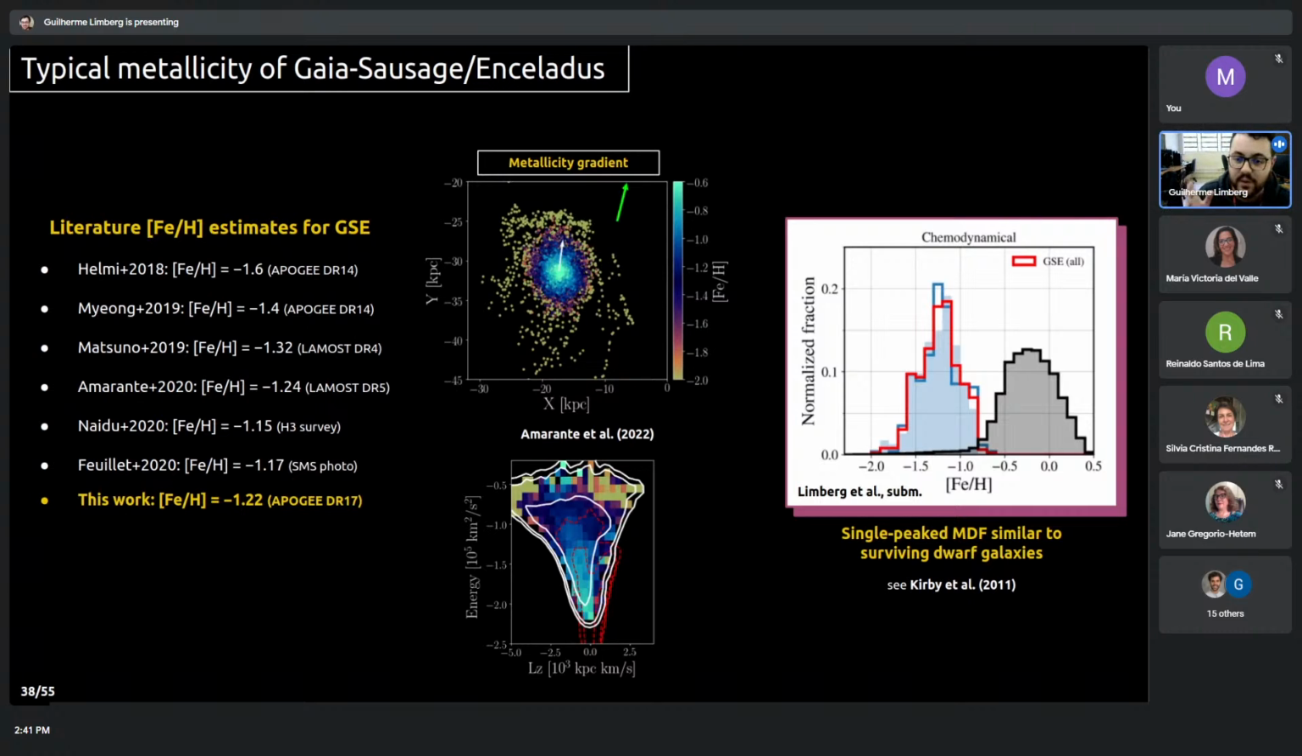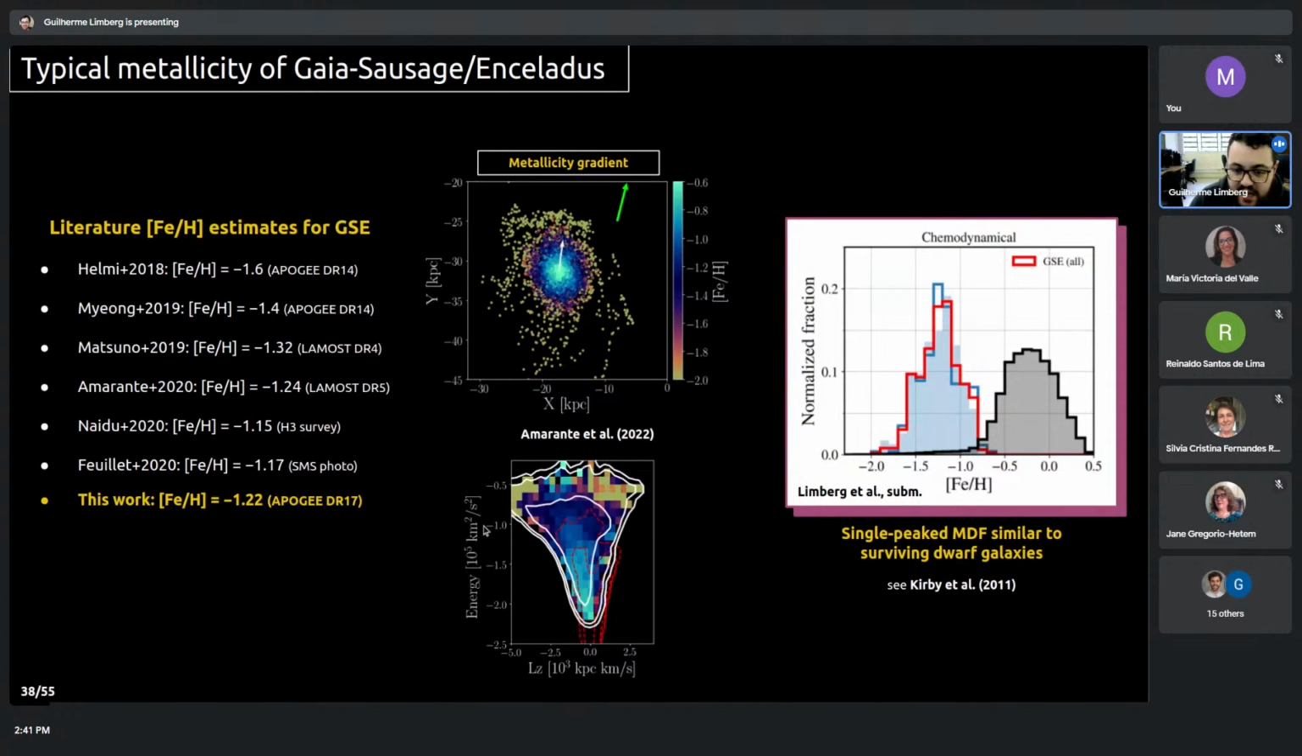This is an N-body plus smoothed particle hydrodynamics simulation of the merger between the Milky Way and this massive dwarf galaxy, this Gaia-Sausage. And you can see that such a massive dwarf galaxy is actually capable of developing an internal metallicity gradient before the merging event occurs. And therefore, this internal metallicity gradient that the dwarf galaxy develops before the merger is actually responsible for a very complex chemodynamical signature in the Milky Way.